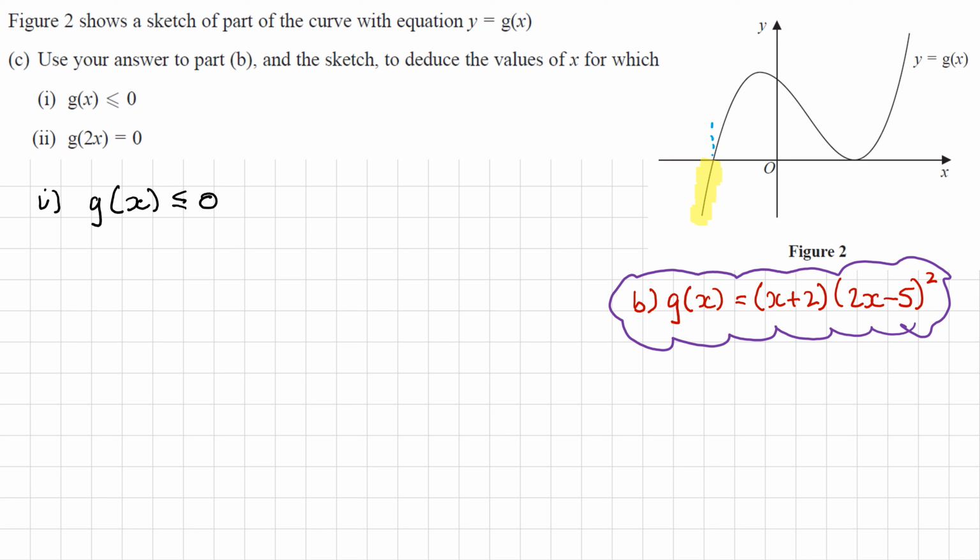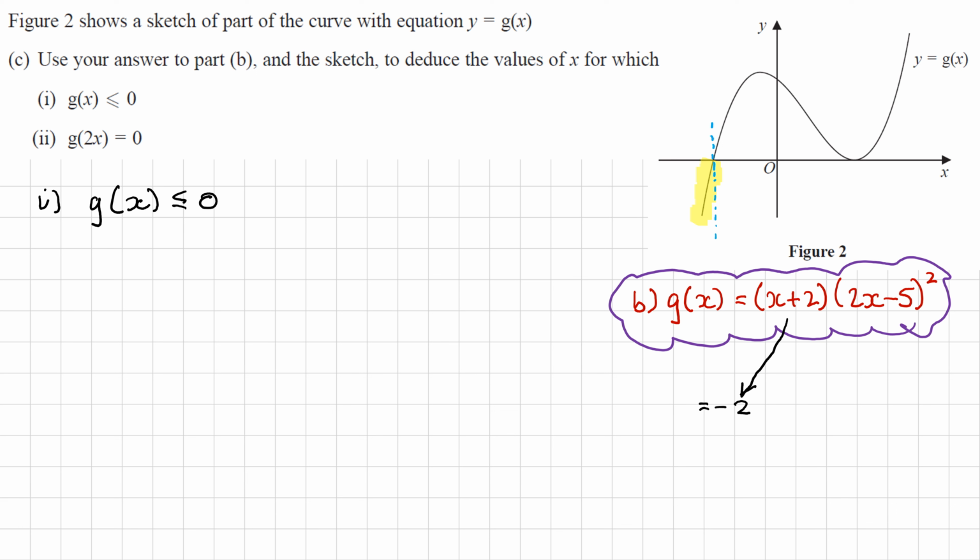So we need to work out what this coordinate is here. And to find that coordinate, we look at our factorized form of g of x, which is here. Now, this will give us the roots. So this part will tell us that there's a root when the value of x is equal to -2, in other words, when this bracket is 0.